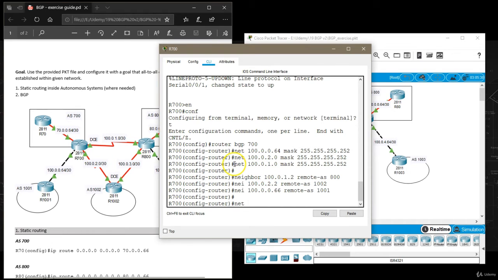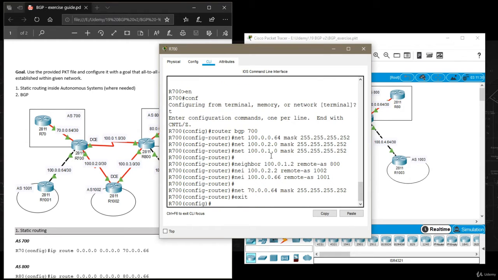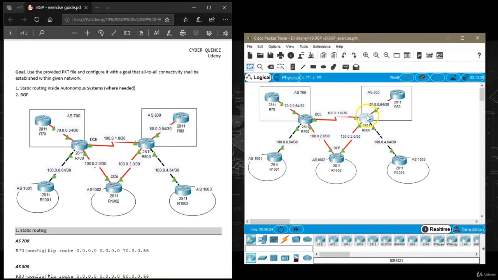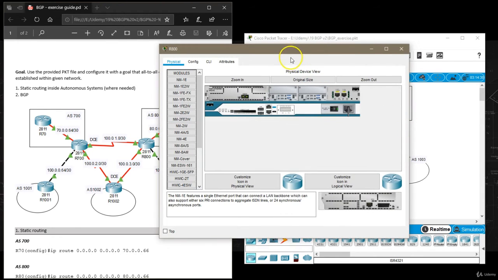We do that by using this very same command. So I'm going to say network 70.0.0.64 mask 255.255.255.252. I'm going to exit the router configuration mode and move on to router 800.